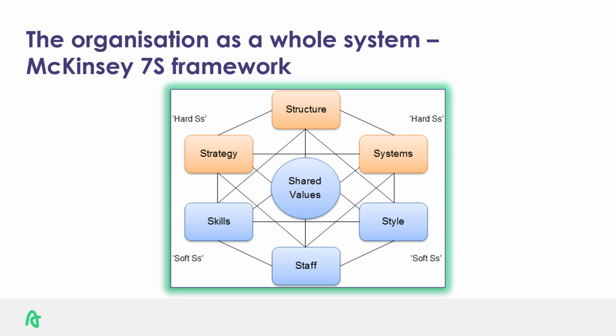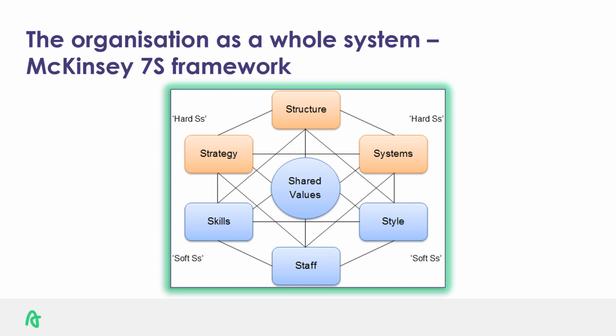The model also includes 3 soft elements, called so because they're less tangible and focus on the human resources aspects of the organisation. These are skills. These represent the abilities and competencies of the workforce. Staff. This refers to the number and types of employees. And style. This represents the leadership style of the organisation, such as whether it's autocratic or whether it's democratic.